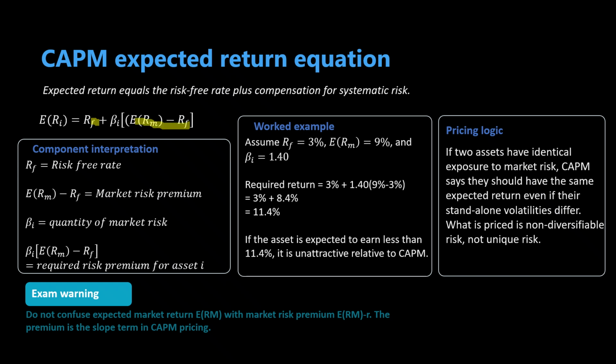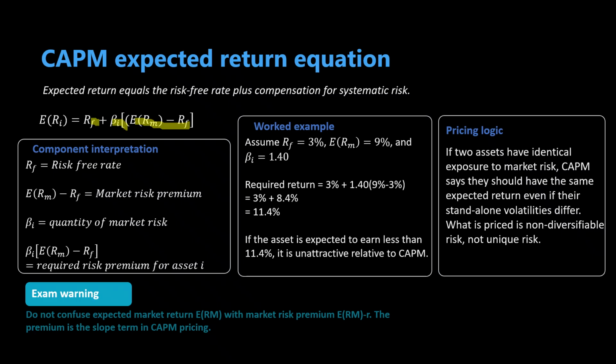E(RM) minus RF here is the market risk premium. That's the additional return investors demand above the risk-free rate for accepting the risk of holding the market portfolio. This is the price of risk in the economy. Beta i here is the asset's systematic risk. It tells us how much of that market risk premium the asset earns. An asset with beta, for example, equal to 2 earns twice the market risk premium above the risk-free rate. An asset with beta 0.5, for example, earns half of it.